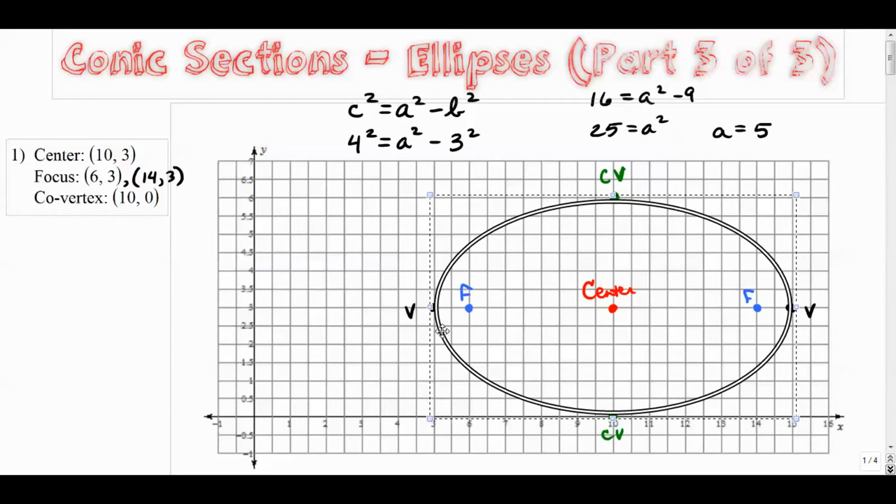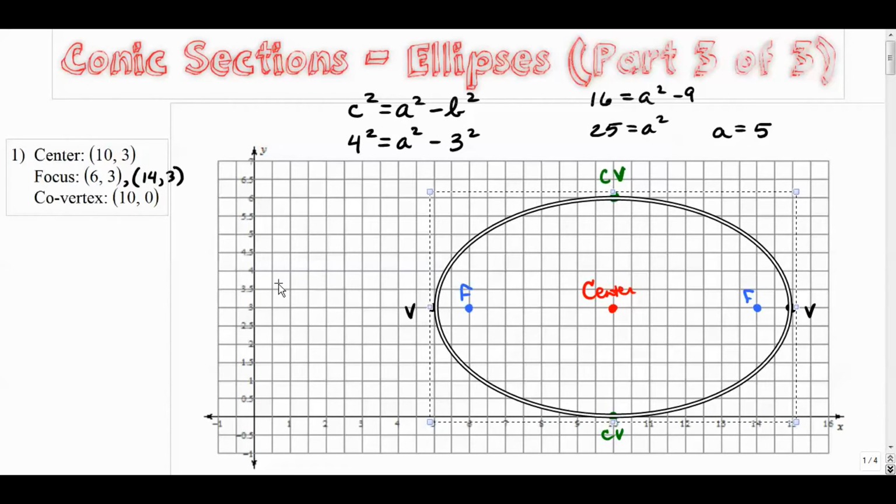So I'm going to move mine a little bit up here. Not perfect, but this will give me a pretty good idea of what this graph looks like. Let's see what that looks like. That's pretty good. You could probably make it go up a little bit higher, but not bad. Not bad.